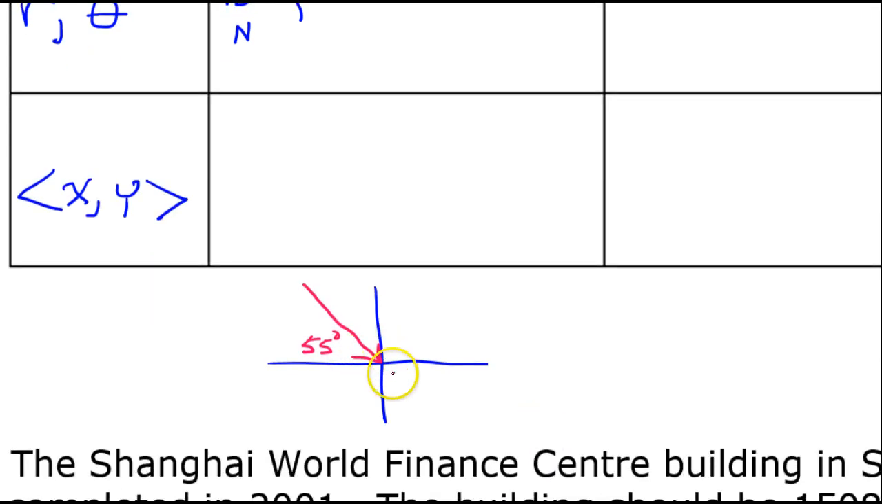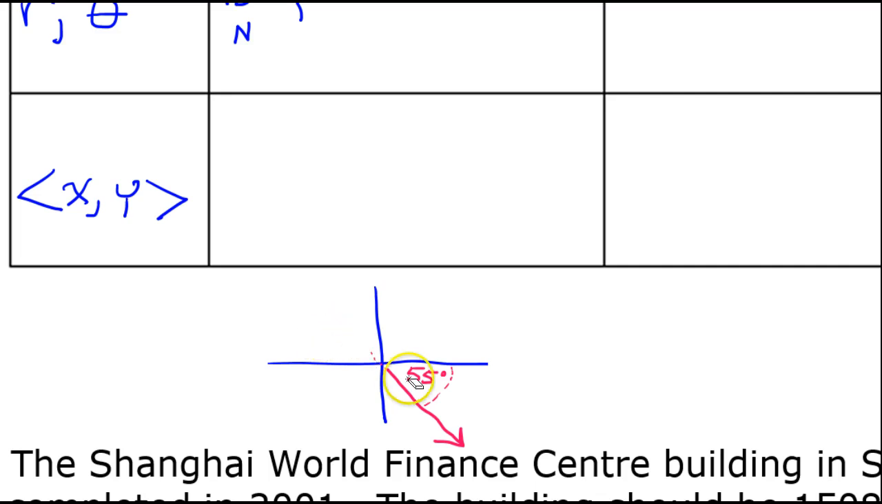However, this is not standard position. So for standard position, I'm going to take this vector and move it. Maybe I can literally just click on it and move it. Standard position has to start off from the origin. So this is where it would be. So now I need to understand what the angle is. If this is 55 degrees over here, then that means this angle right here is also 55 degrees, because these are called vertical angles. Vertical angles are equal.